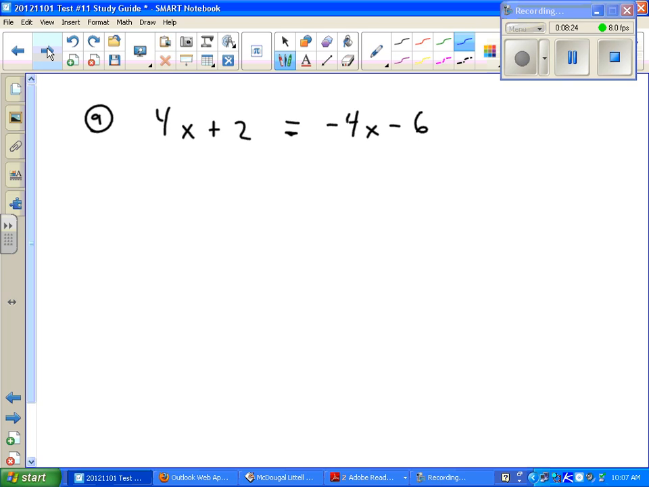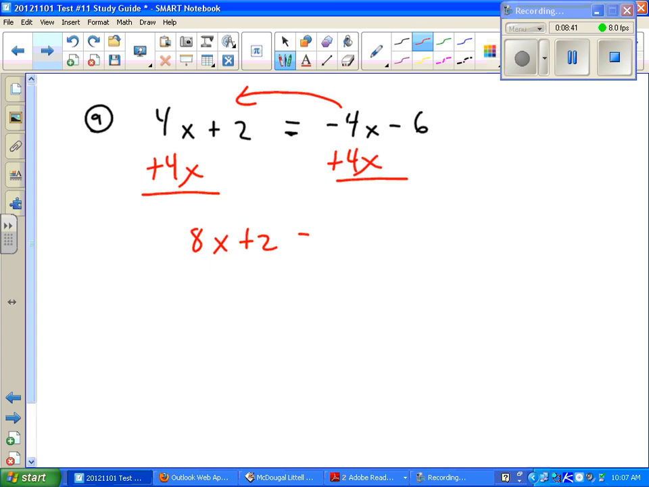Number 9, 4x plus 2 equals negative 4x minus 6. Again, move your smaller x on over to your larger x side. Negative 4x needs to go over. It's minus 4x, so add 4x to cancel it. You add 4x to the right, add 4x to the left. 4x plus 4x is 8x plus 2. Equals, these will cancel and leave you with, don't forget your negative, negative 6.